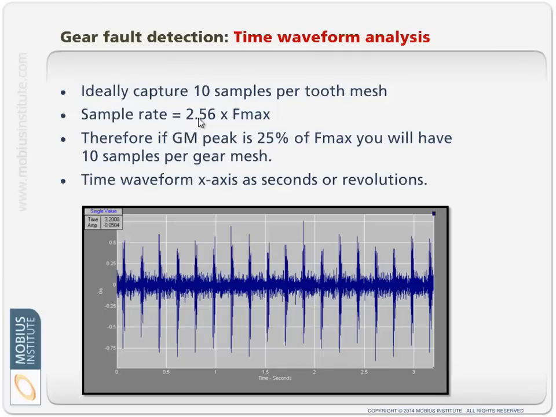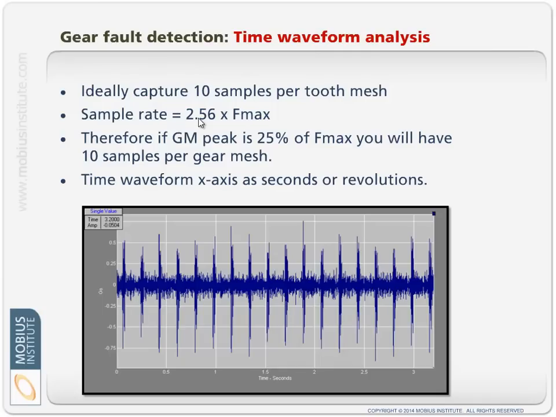So the simple thing is, if you set up a spectrum that is a minimum of 4 times the Gearmesh frequency, you will have at least 10 samples per tooth mesh. That should mean that the spectrum you get is good, because you'll see 4 times Gearmesh in your spectrum. That's good, and the time waveform should be good.